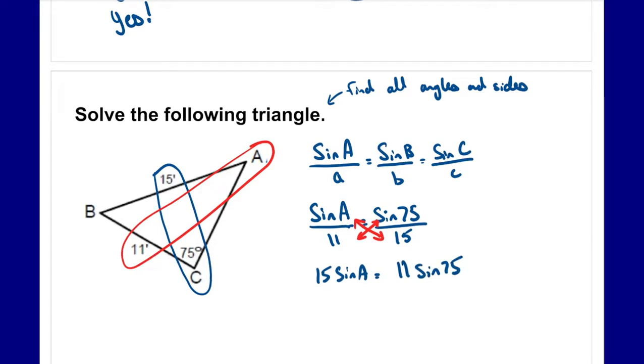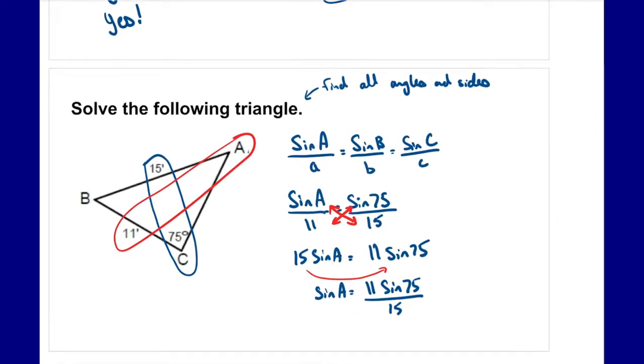And if I want to get sine A by itself, this 15 needs to come over. It comes over and becomes division. So we get sine A equals 11 sine 75 divided by 15. And then the last step, we could go through and solve this. Last step though, to get A by itself, I need to move the sine over. It becomes sine^-1 of 11 times sine 75 over 15.